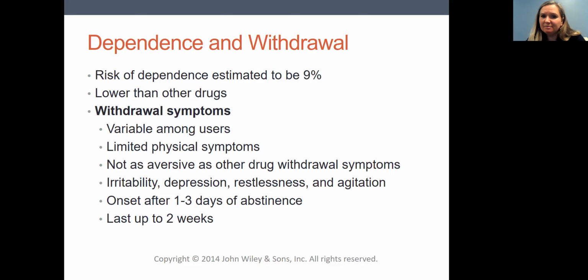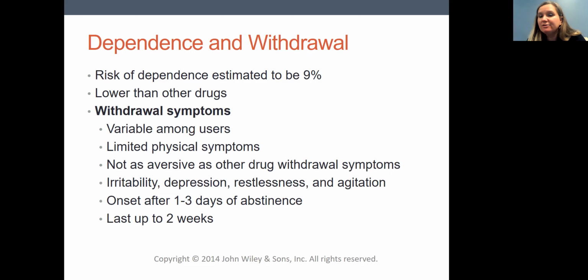Other individuals have limited physical symptoms if they stop using. So say they were a daily user and then they stopped. It's not aversive like other drug withdrawal symptoms. So the person may feel irritable, somewhat depressed and restless and agitated. And that might start 1 to 3 days after stopping using and last for about 2 weeks, but not nearly so serious and not often something that requires inpatient treatment.